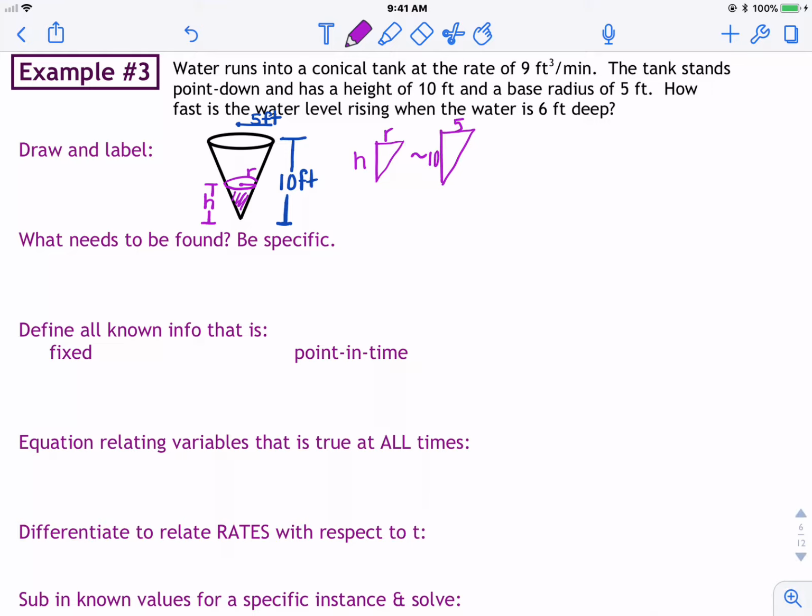So therefore, I do know that my radius is always going to be half my height, or that my height is always going to be twice my radius. So there's that similarity going there.